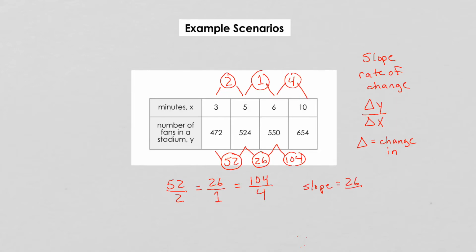Or you can say 26 over 1 if it helps you to keep that straight. It's always a ratio. It's always change in y over change in x. So that's fine. You can put the 1 there. But what this represents, it's not just numbers, but what this represents is that for every minute that passes, 26 more people enter the stadium. So the change in fans is 26 for every minute that passes by.